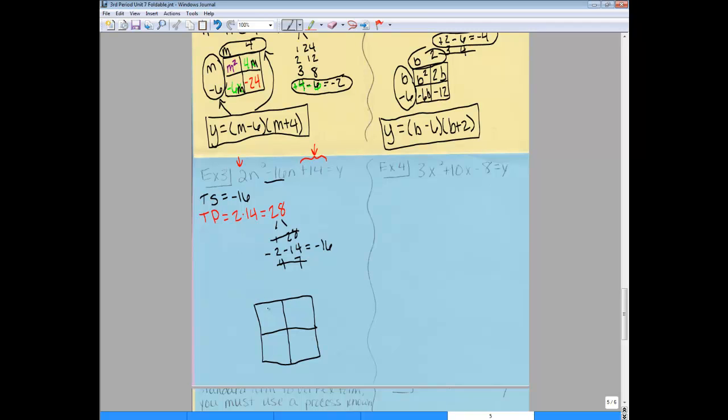So we have 2n squared, we have 14. And then of course we use these two in our other two spots. So negative 2n and negative 14n. So we have 2n. Okay, that is not the way that we do this problem.